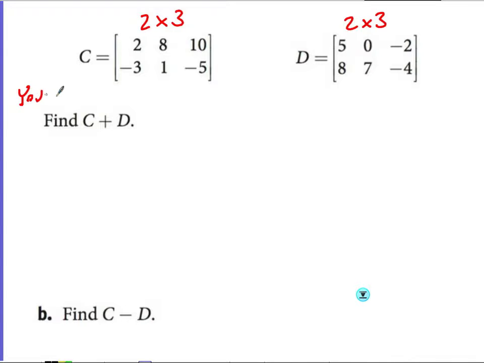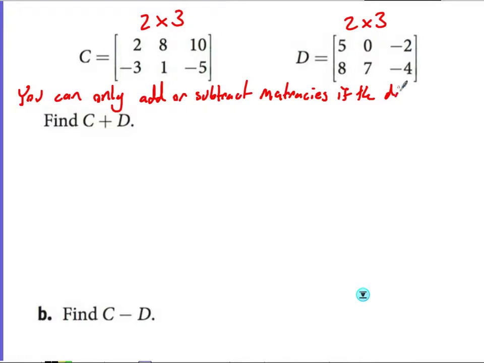So, let's write that rule. You can only add or subtract matrices, and by the way, matrices is plural and matrix is the singular. So you can only add and subtract matrices if the dimensions are the same. So, can we add matrix C to matrix D? Yes, because they are the same.